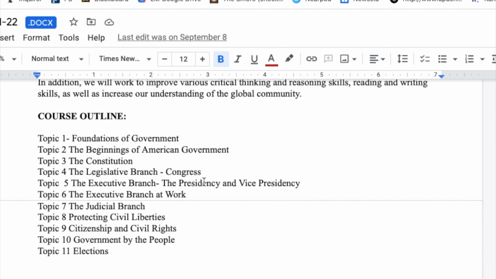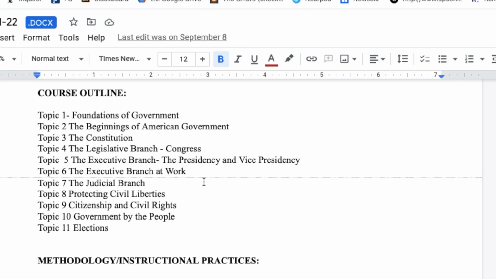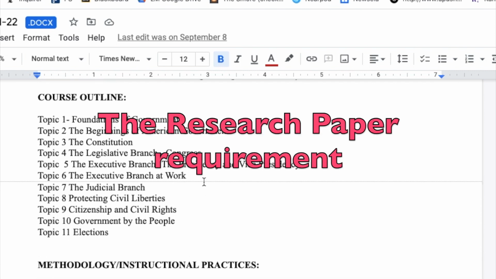We will then go into the legislative branch, Congress, the lawmaking branch, the executive branch, the presidency and the vice presidency, the executive branch at work, meaning all the executive agencies. We'll take a look at the courts in the judicial branch, protecting civil liberties, talk about citizenship and civil rights, government by the people, and we will conclude by going over elections. We are required by the district to write a research paper, and that will take place towards the end of the school year.